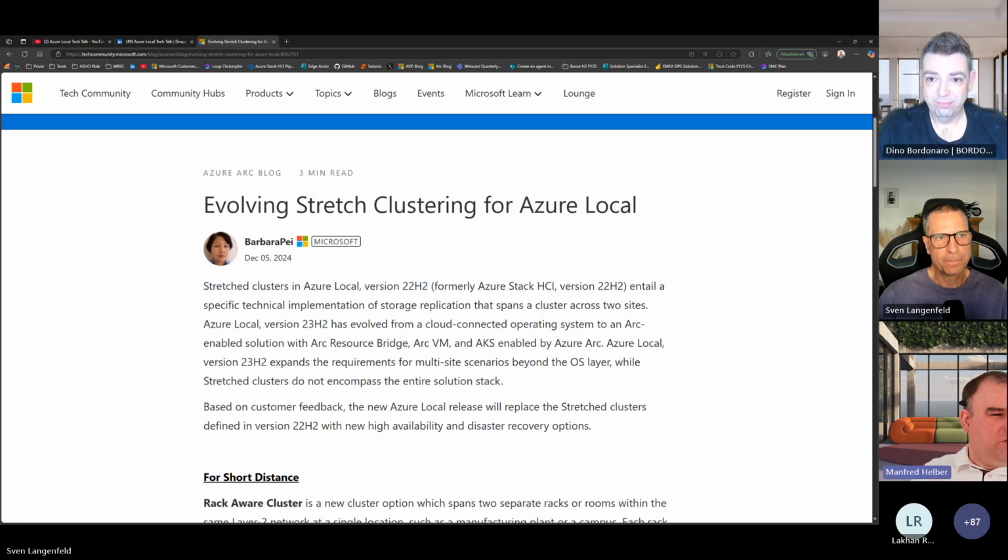I don't have an official answer for this. I don't know if this is the Microsoft answer, but it's my answer why things have changed. The stretch cluster in Azure Stack HCI 22 H2 and before, so before we had the release of 23 H2 where this was removed, we had a combination of Storage Spaces Direct and Storage Replica. These are two different technologies.